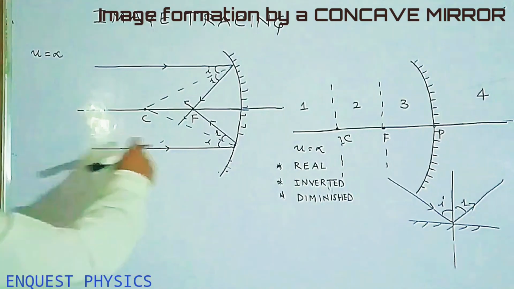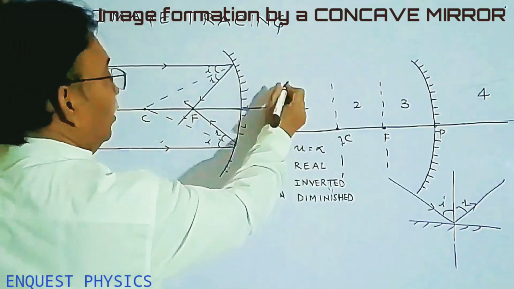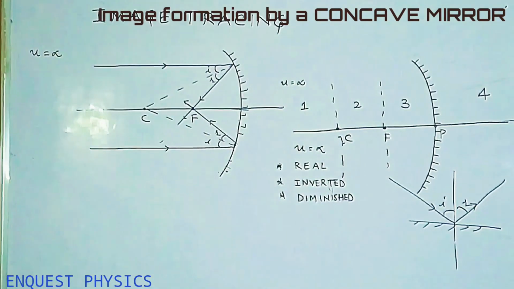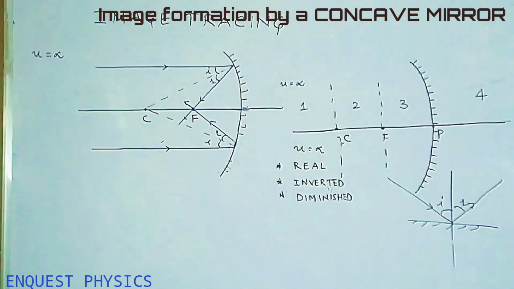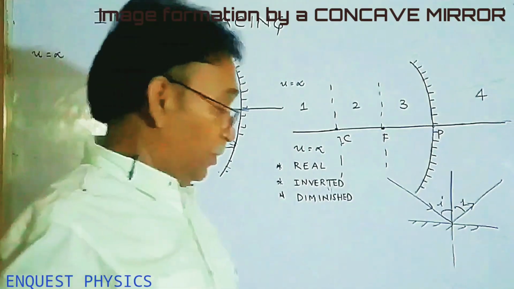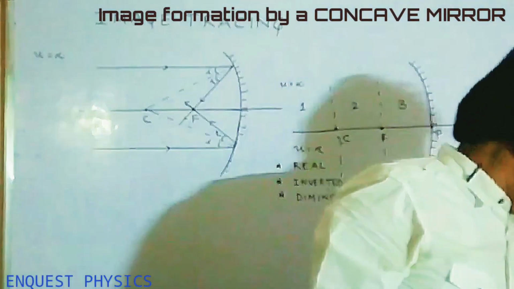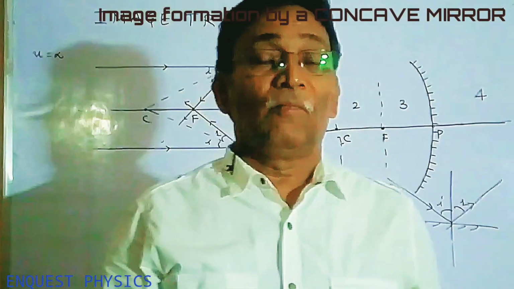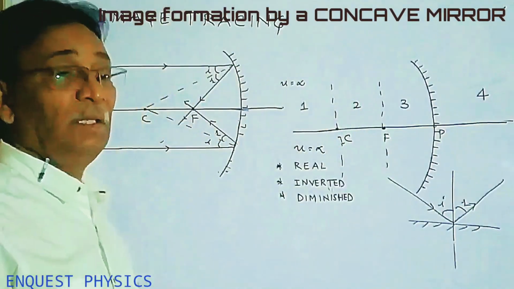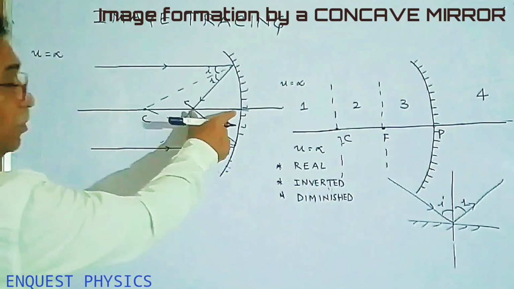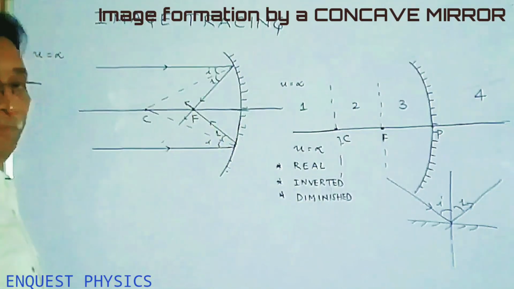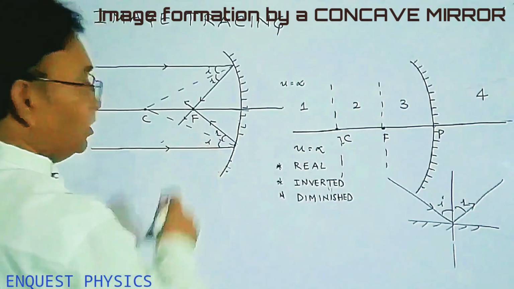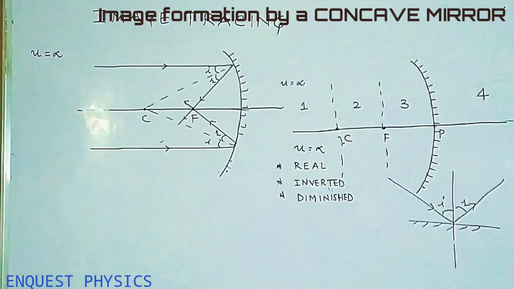When you keep an object in this region, it means what? U, object distance, is infinity. I hope you understood this. If the object is kept at infinity, after reflection, rays will meet at the focus. That means the image position is nothing but the position of the focal length. Focal length is coinciding with the image distance. You can understand this very well.